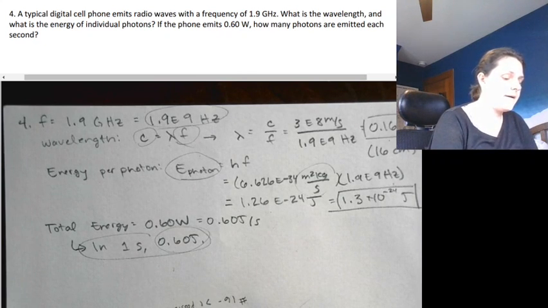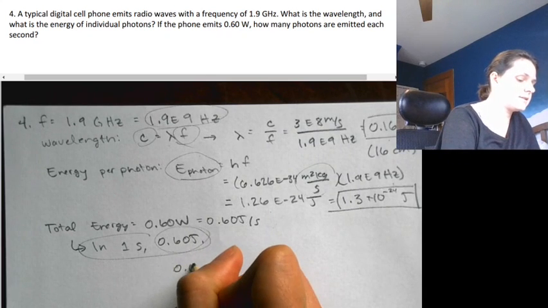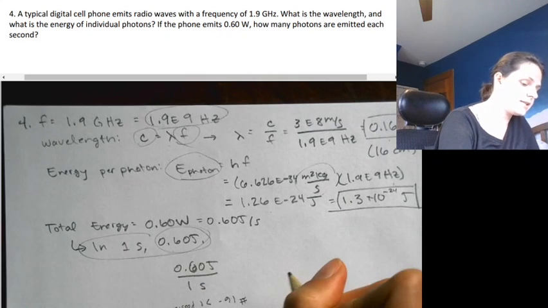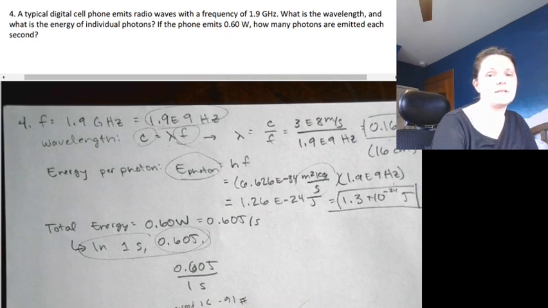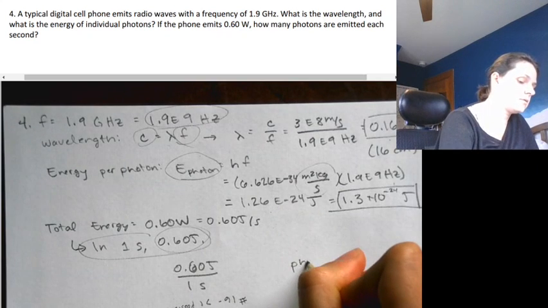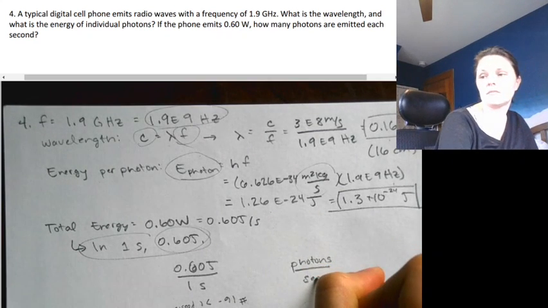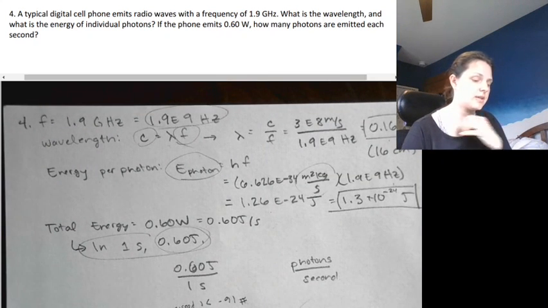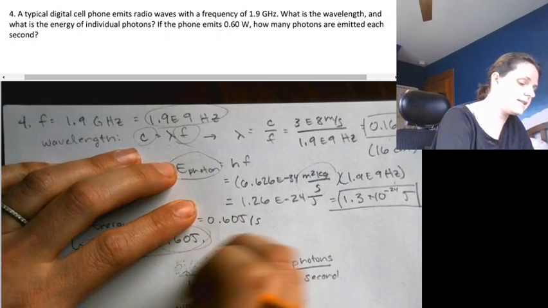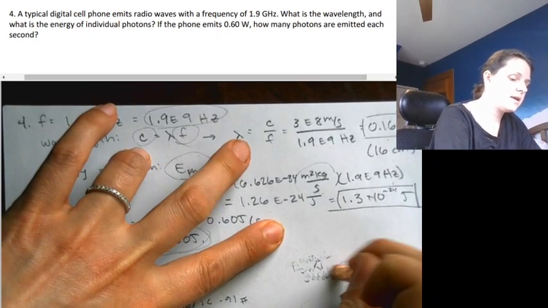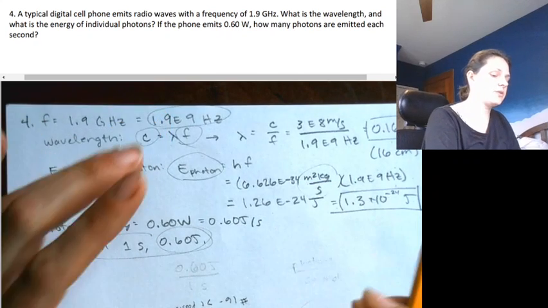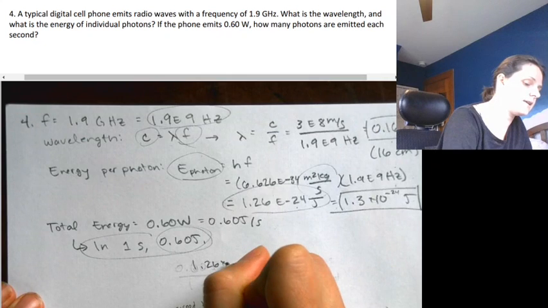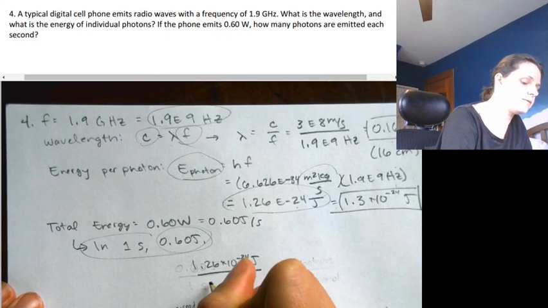Well, geez, I have 0.60 joules in 1 second, and I would like to change that to be the units of photons per second. Okay, so a couple of ways that you can think about this. I think that usually most people find it easiest to do this problem by setting up ratios. So let's do that this way. So I've just calculated that I have this many joules per photon. 1.26 times 10 to the negative 24 joules are in one photon.